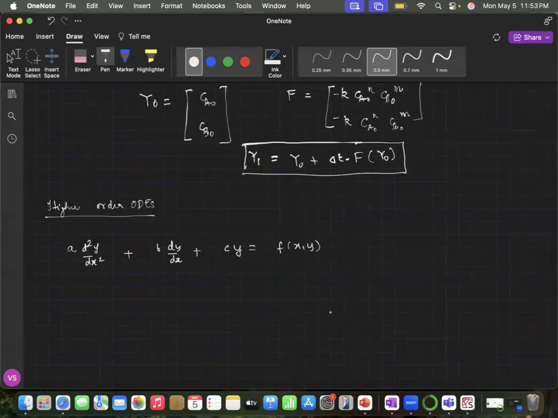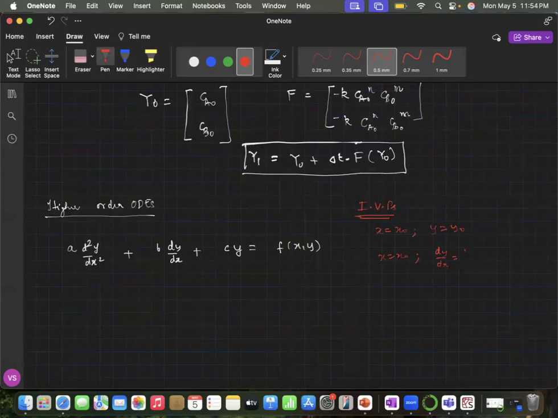Since we are dealing with initial value problems, we'll only provide the values at the initial point. So all we are going to provide is the value of y at the initial point. And since this is a second order ODE, we need two conditions. Since it's an initial value problem, we have to provide the other condition as well at x equal to x naught. And we are going to provide the derivative at x equal to x naught.